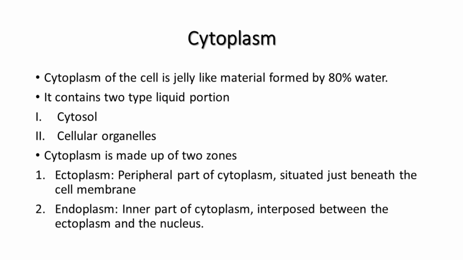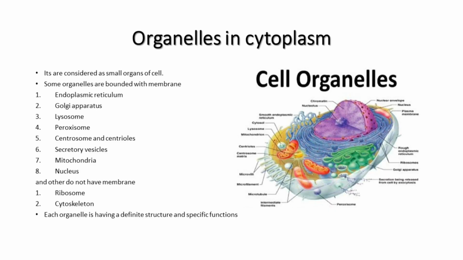Organelles in the cytoplasm. They are considered small organs of the cell due to their specific functions. Organelles are of two types based on the presence or absence of a membrane. Some organelles are found in every cell, like ribosome, but some are not. Like endoplasmic reticulum, Golgi body, lysosome, peroxisome, centrosomes and centrioles, secretory vesicles, mitochondria, nucleus. All of these are membrane-bounded organelles. Others like ribosome and cytoskeleton are not bounded by a membrane. Each organelle has a definite structure and specific functions.